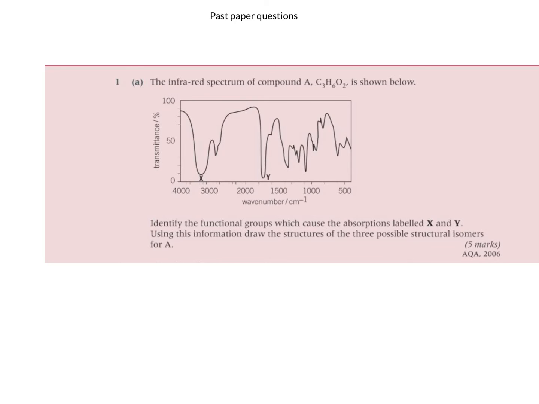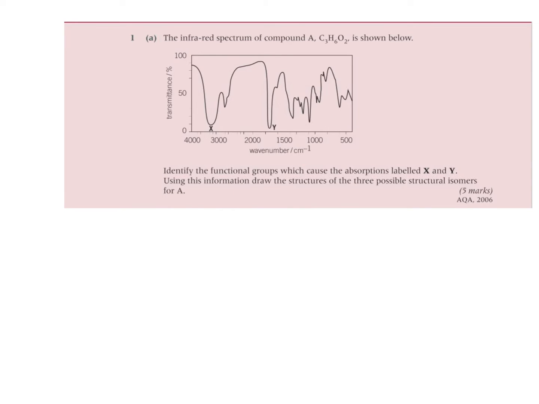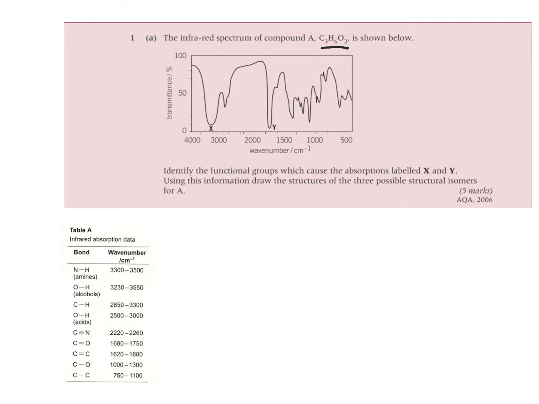I'm now going to walk you through some of these past paper questions that can be found in your Caboodle textbook. These start on page 250. This first question shows you an infrared spectrum and you're given the molecular formula of the organic compound, which is C3H6O2. It's asking you to identify the functional groups and to draw the structures of the 3 possible structural isomers for A. So the first thing you'll need to do is to have your data sheet.